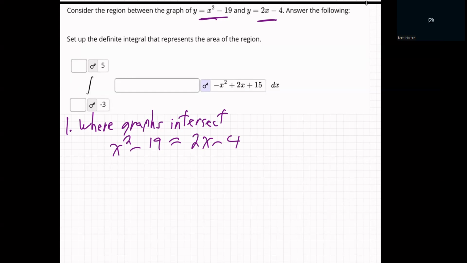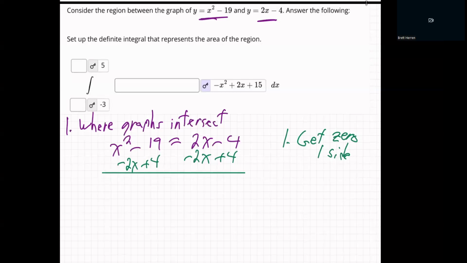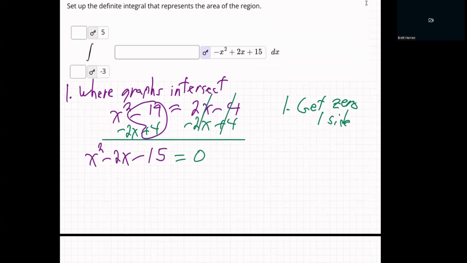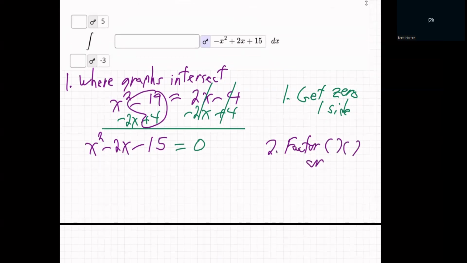So how do you solve this? Well, step one, get 0 on one side. So subtract 2x, add 4 to both sides. Boom, boom. This is 0. And this is now x squared minus 2x, and then minus 19 plus 4, what's that? Minus 15, right?